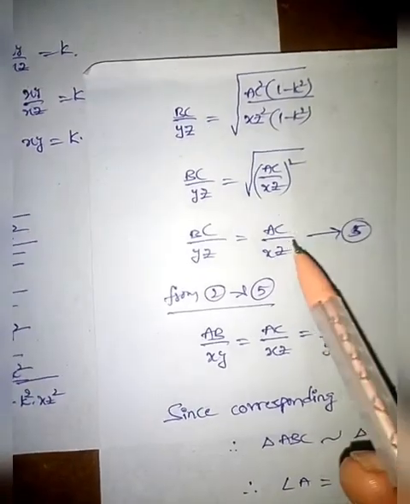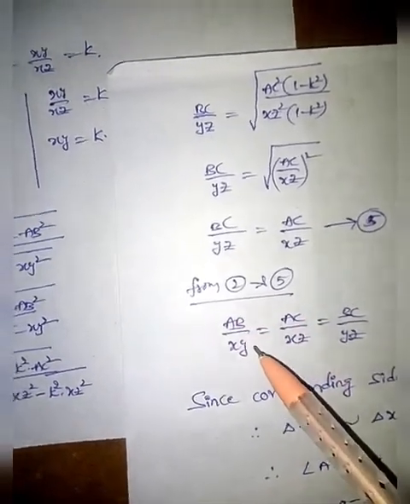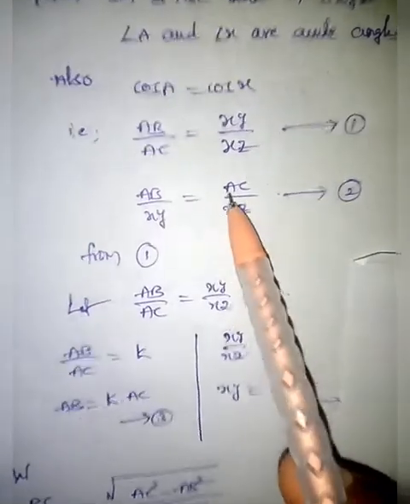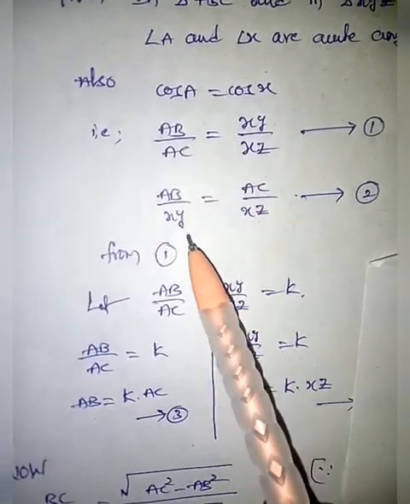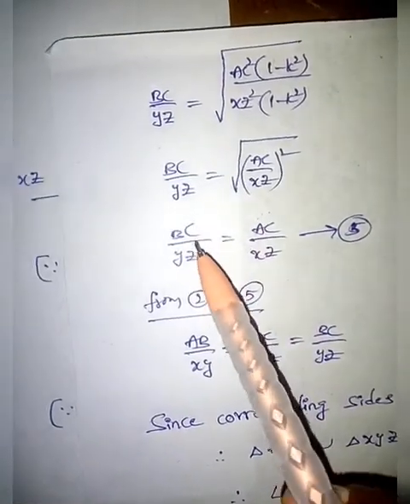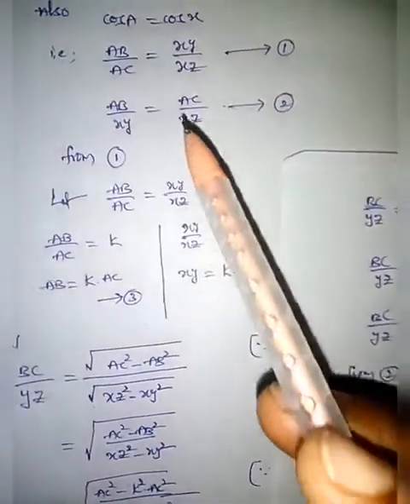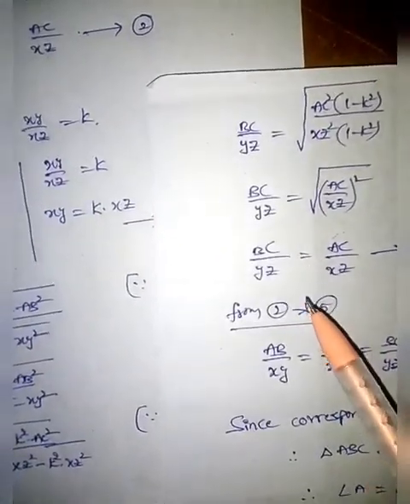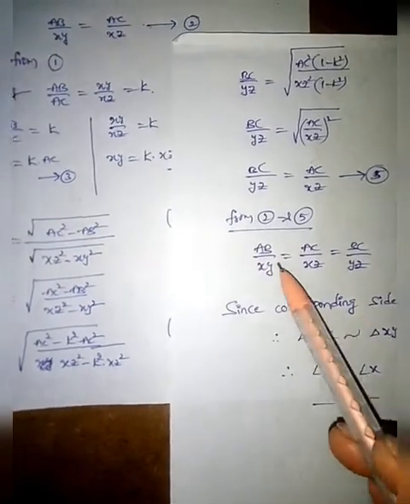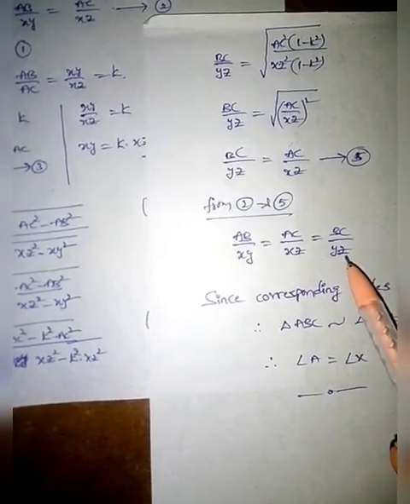Name this equation as 5. From equation 2 and equation 5: what is equation 2? Just watch equation 2 here. In this equation, AC by XZ equals AB by XY. And in equation 5, AC by XZ equals BC by YZ. In these two equations, AC by XZ is equal to AB by XY and BC by YZ. So from equation 2 and equation 5, these three ratios are equal: AB by XY equals AC by XZ equals BC by YZ.